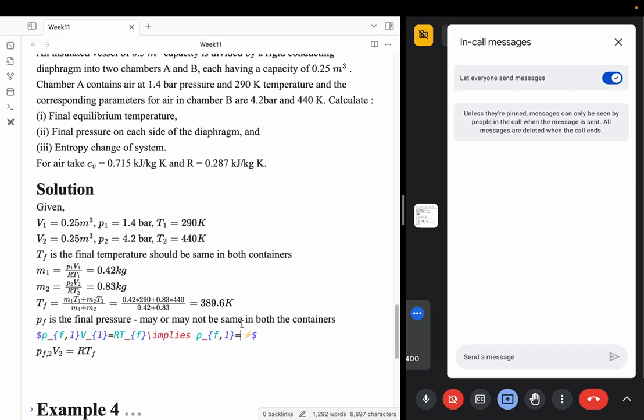So basically, P1 by T1 equal to P2 by T2. I mean, P1 by T1 equal to PF by TF for chamber 1 and chamber 2 separately. Then you can calculate the pressures. So for the first one, it will come out to be around 1.88 bar, and similarly for the second one, sorry, getting the same answer.